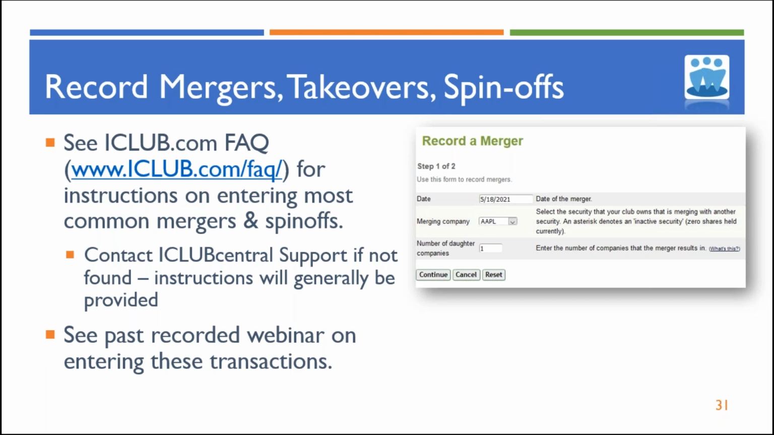Fortunately, Russell Malley is on the job, and he writes up instructions for mergers and spinoffs, and so you can find those on the FAQ, frequently asked questions module, that's linked from My iClub, but the address is www.iclub.com/FAQ, and there is a separate category for transactions, and that will include all of the instructions on how to enter those mergers and spinoffs. If you can't find the instructions, it's something that happened pretty recently, then write into support and we will get on the case, and Russell will generally write up those instructions and publish them and forward a copy to you so that you can record them properly.